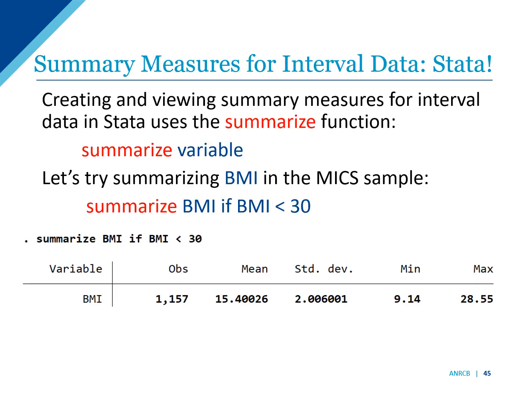Now to get to the part you've been waiting for, creating and viewing summary measures for interval data in Stata. To do this, we use the summarize function, which is simply summarize and the variable you want to summarize. Let's try summarizing BMI in the mixed sample. You type the command summarize BMI if BMI is less than 30. What you see is the output from Stata, which gives us the name of the variable, the number of observations, the mean, the standard deviation, and the minimum and maximum values of observations for this variable.